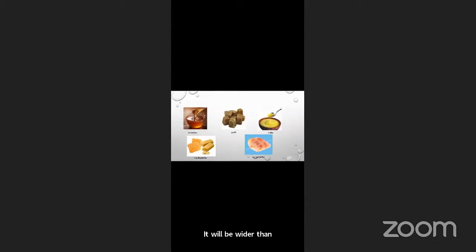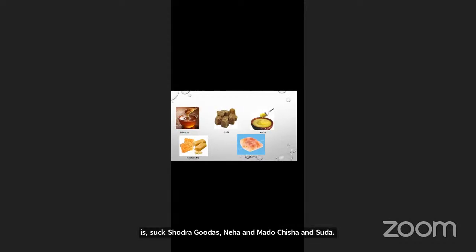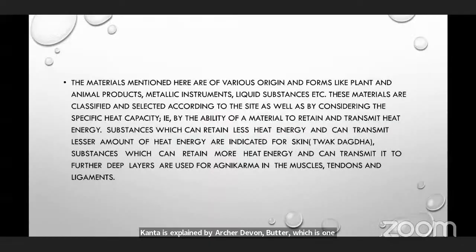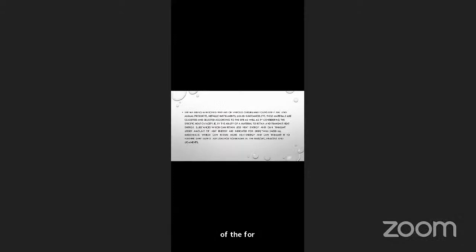Next are the liquid substances, especially the sticky liquid substances, as explained: Kshaudra, Guda, Sneha and Madhuchishta, and Suryakanta, explained by Acharya Vagbhata, which is one of the Uparatnas. The materials mentioned here are of various origin and forms like plant and animal products, metallic instruments, liquid substances, etc. These materials are classified and selected according to the site, as well as considering the specific heat capacity, that is, the ability of the material to retain and transmit heat energy.